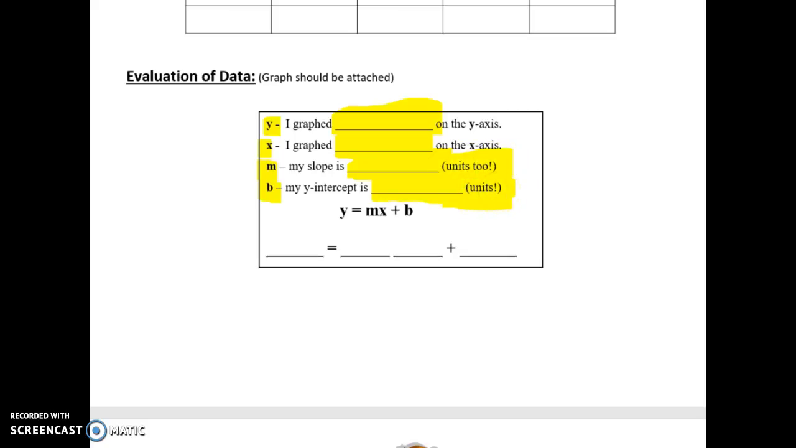You should know what those units are, and then put these in the appropriate place. Y there, x goes there, the slope goes there, and the y-intercept goes there. And I like to put the slope in parentheses to set it off from the other thing. Don't forget to put the units with the slope here and with the y-intercept there.